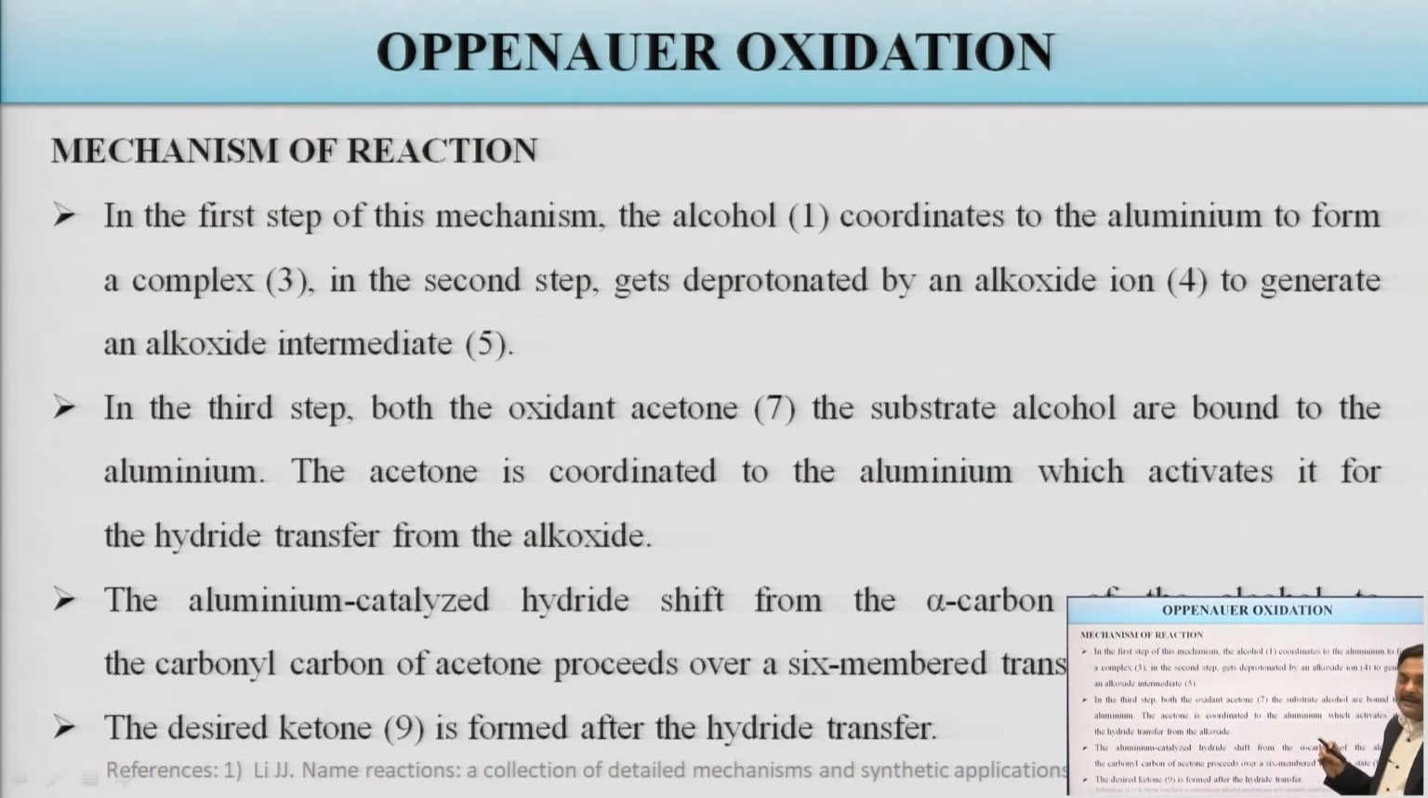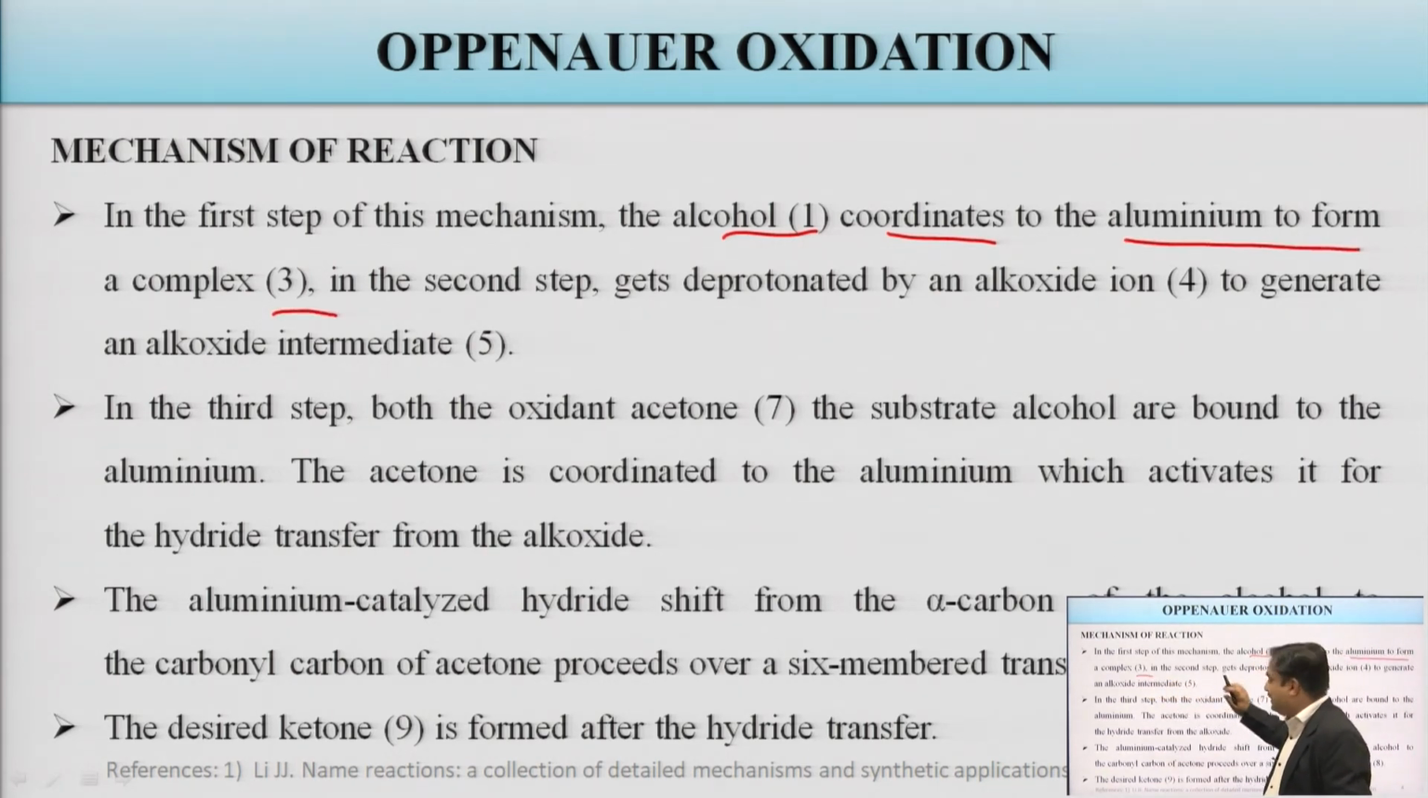So, as I told you, the reaction is between secondary alcohols and a ketone, for example acetone, in the presence of aluminum isopropoxide. But the first step is always the reaction between the secondary alcohol and the catalyst, aluminum isopropoxide. So, in the first step of the mechanism, the alcohol coordinates or reacts with the aluminum to form a complex.